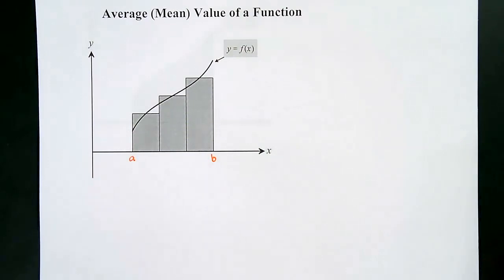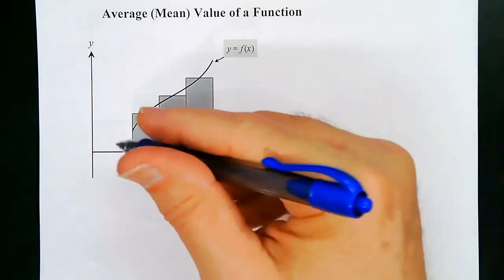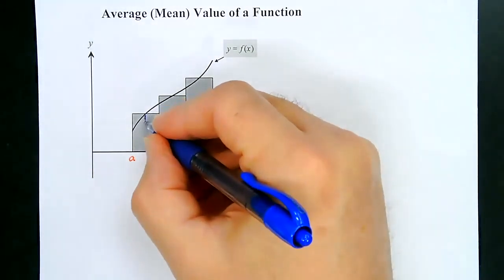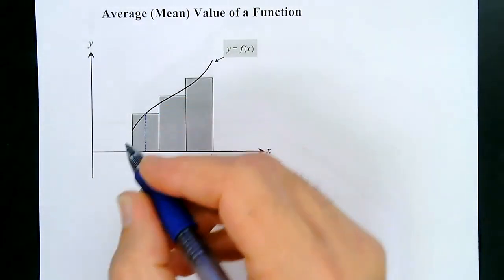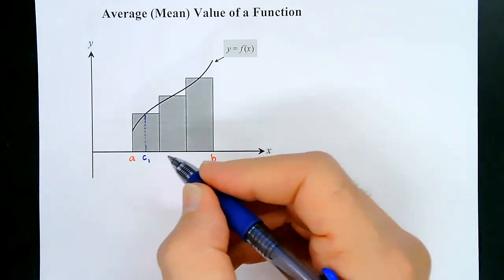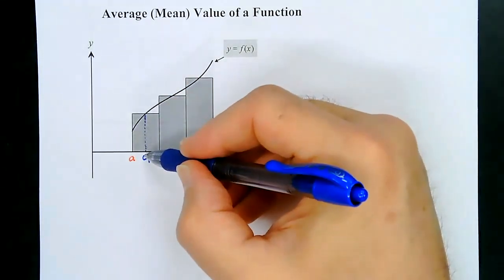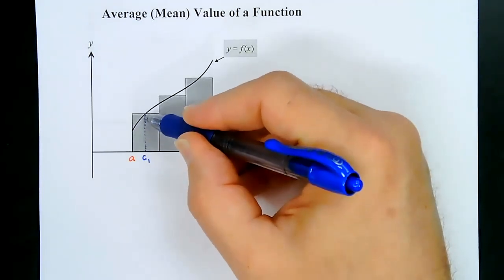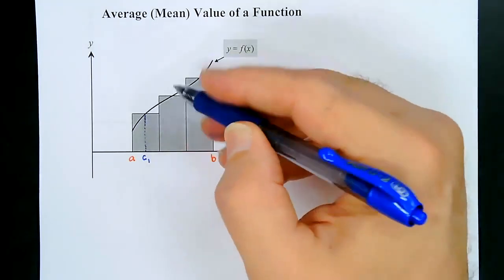So to build on this, we're going to start with something kind of simple and build to it. First, what if we just had three values? So let's say we have this value. I'm going to label this function value C sub 1. So this is the x value, C sub 1, and this height right here would be f of C sub 1.